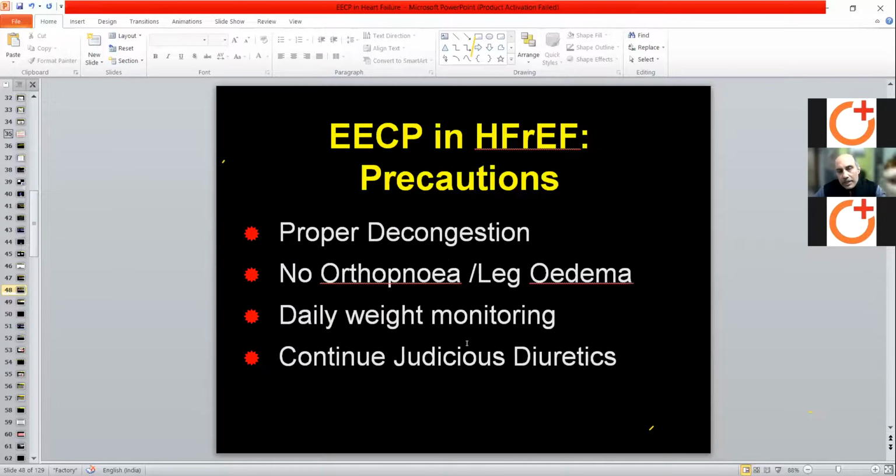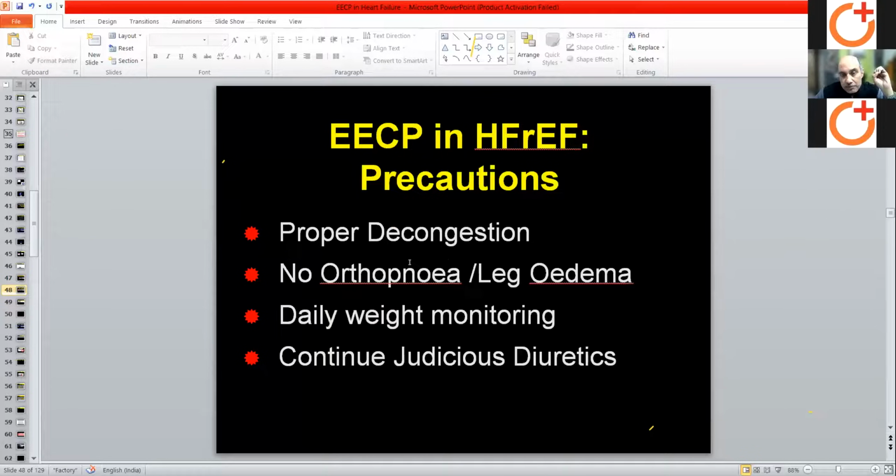But one thing I want to be very sure that everybody should understand, if I'm taking a person with heart failure, these are 3-4 points which have to be very carefully watched for. Proper decongestion before we start the therapy. Otherwise, if the person has leg edema or orthopnea, we can worsen the heart failure symptoms during the counterpulsation.